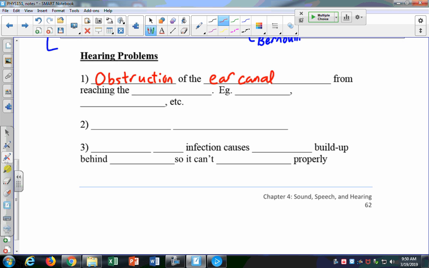Obstruction of the ear canal impedes sound from reaching the eardrum. So, for example, you can have earwax. You can have water in there, swimmer's ear. But you know they make little alcohol drops. If you get water in your ear, you just put alcohol drops and it'll evaporate.